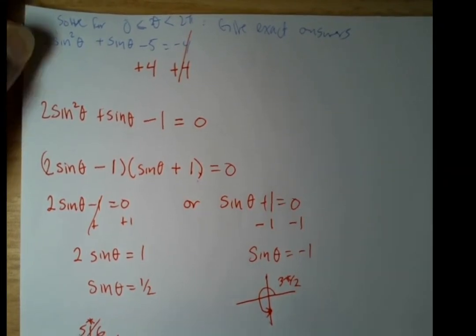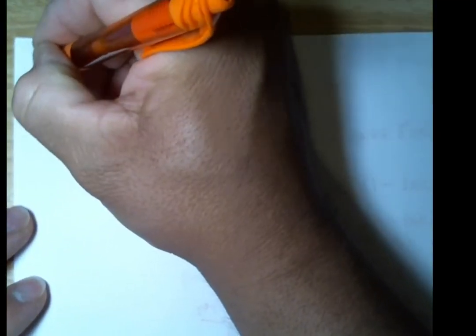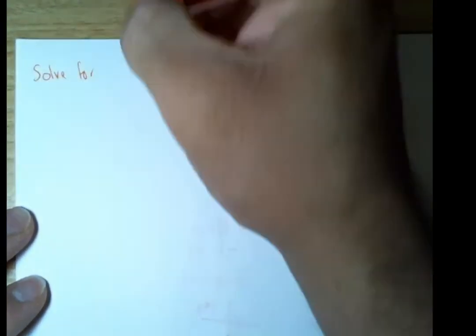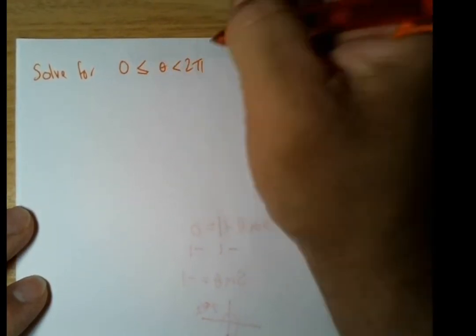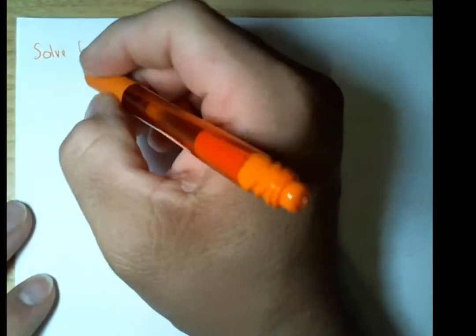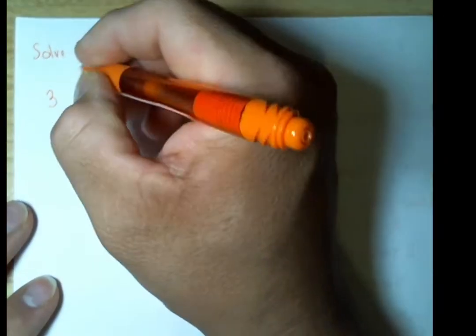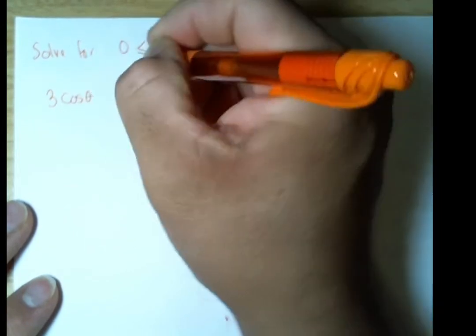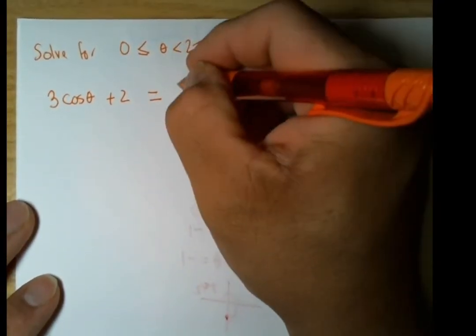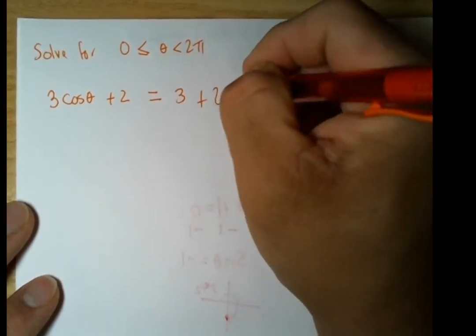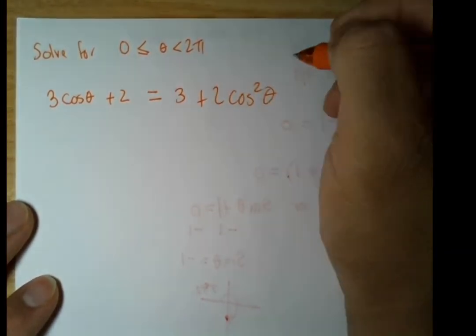All right, let's do one more example here. Same idea. We're going to solve for theta, where 0 is less than or equal to theta less than 2 pi. And here we'll have 3 cosine theta plus 2 is equal to 3 plus 2 cosine squared theta.